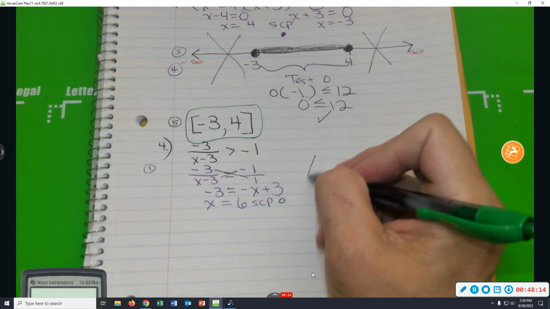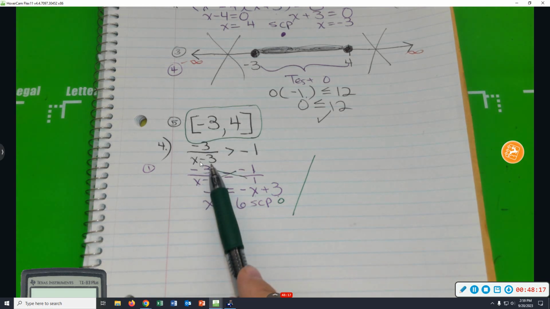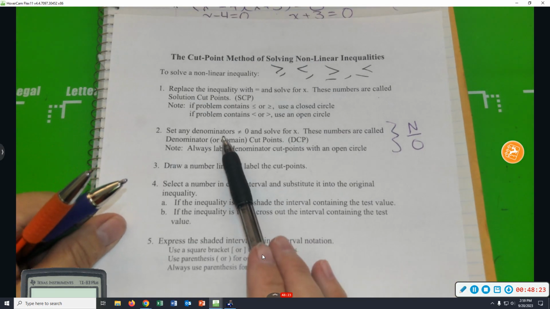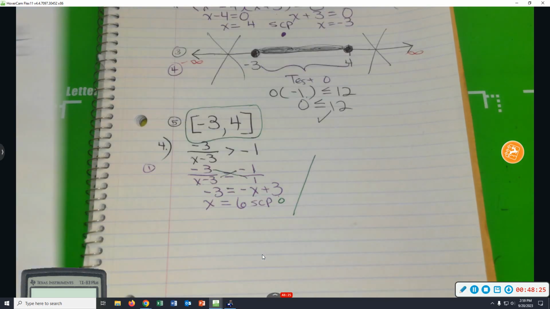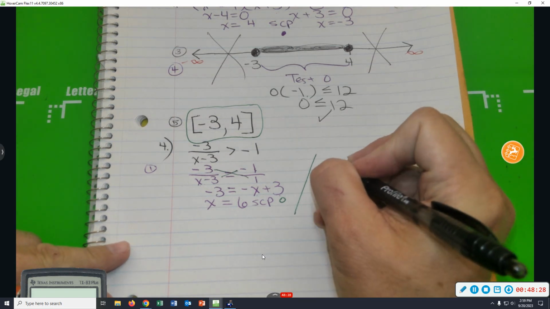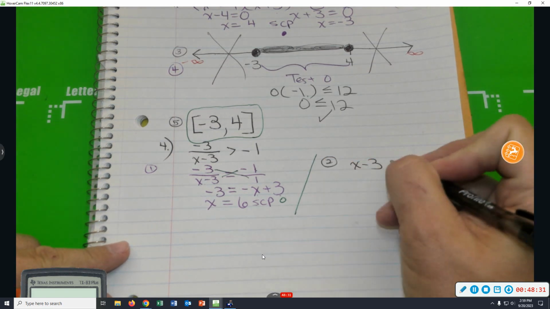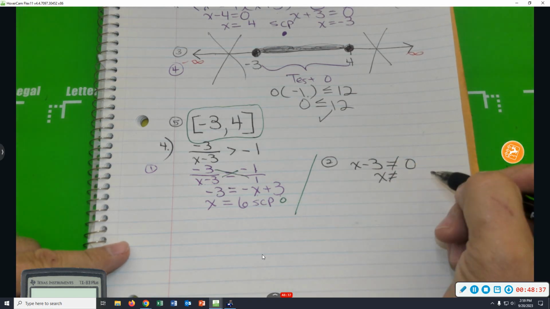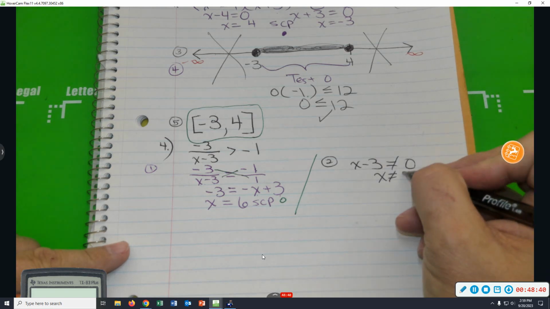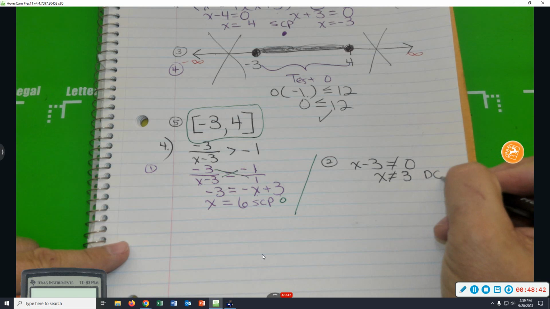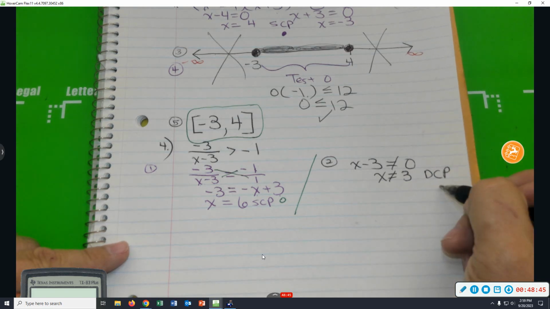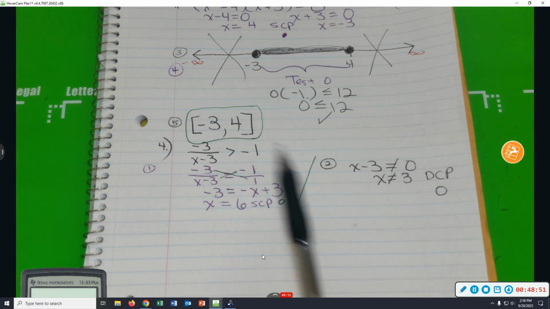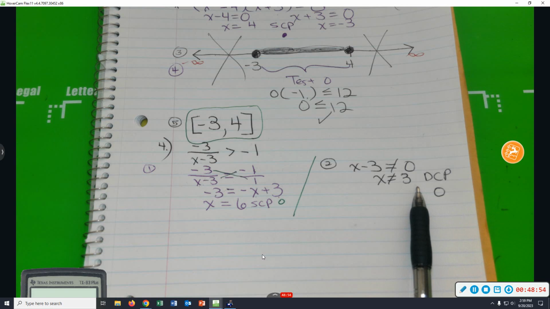Step number 2. We see that there's a fraction, so set any denominators that appear not equal to 0 and solve for x. So we don't want that denominator to be 0. That means x cannot equal, moving that over, we get x can't equal 3. That's my denominator cut point. Denominator cut points are always open. It doesn't matter what that inequality is. You never want a denominator of 0.